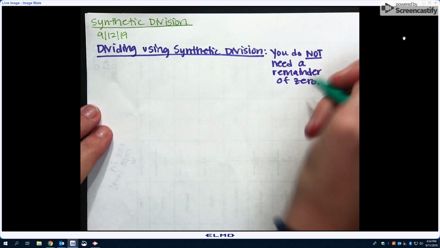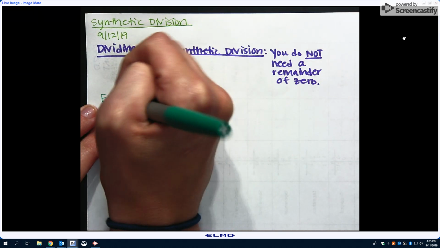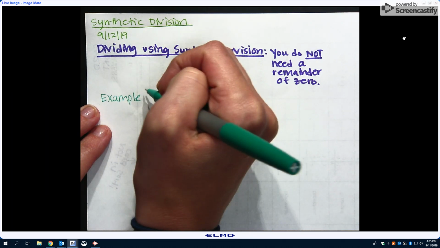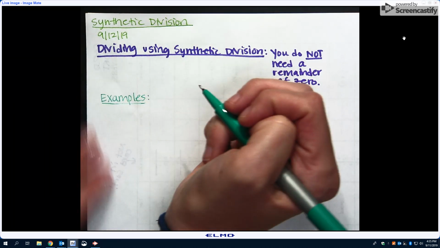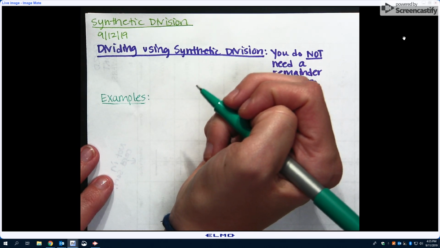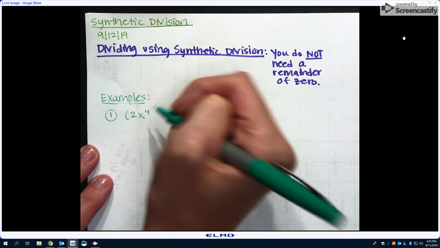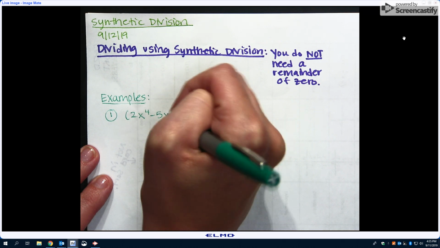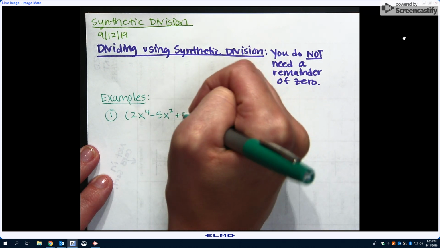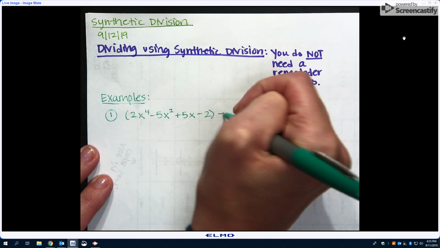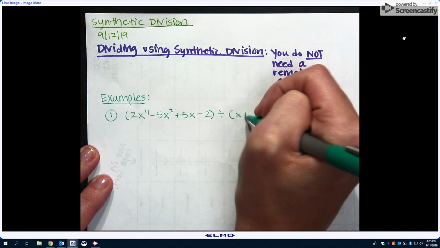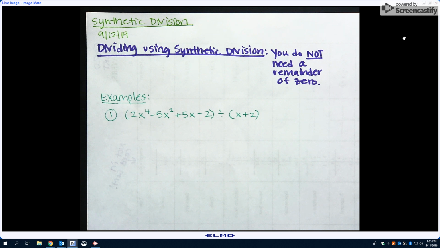So my first example, we're going to do a couple examples in this section. And I know we haven't taken any other notes to review the process, but in my first example, I will go over every little bit of synthetic division. So my first example that we're going to do is in parentheses, 2x to the 4th minus 5x squared plus 5x minus 2. And we're going to divide that by x plus 2.